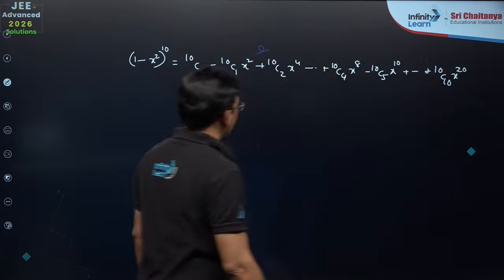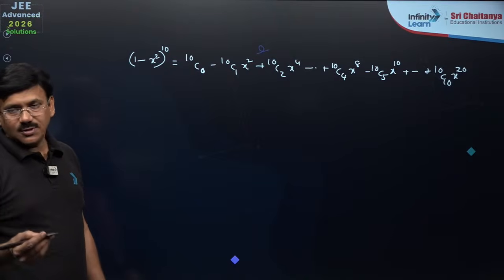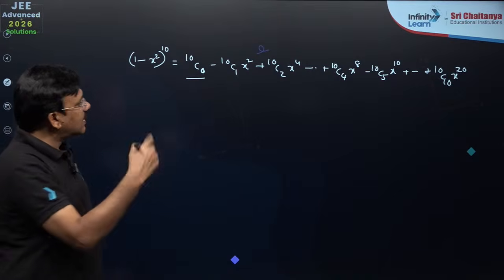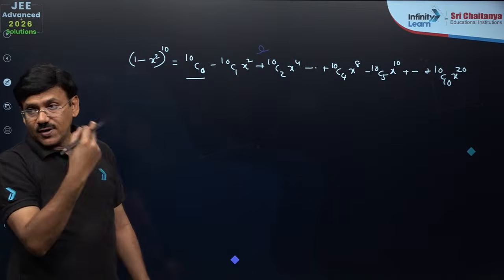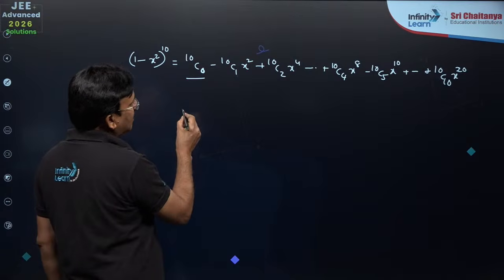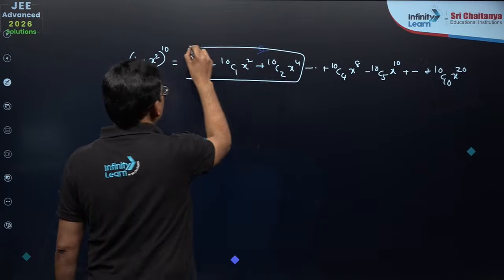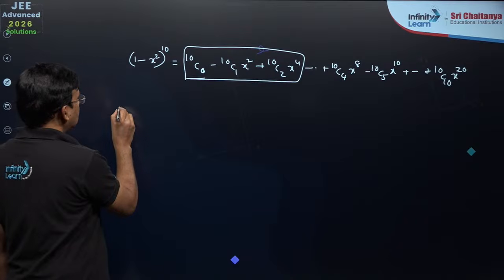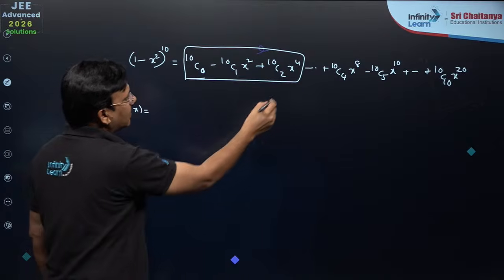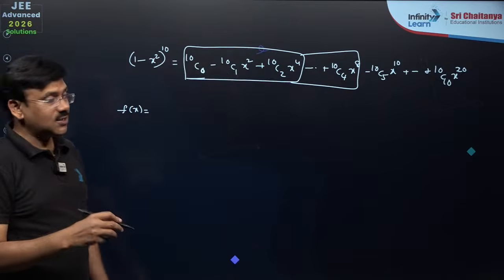This is the expansion. Now I have to take its derivative 10 times. Since this is a constant, in the first derivative itself it will go. Second derivative, you see x square, first derivative, second derivative, third derivative, it becomes 0. So as I am taking derivative up to 10 times, the x power 4 term up to here gets cancelled. This also goes; x power 10 becomes constant after 10 times derivative.